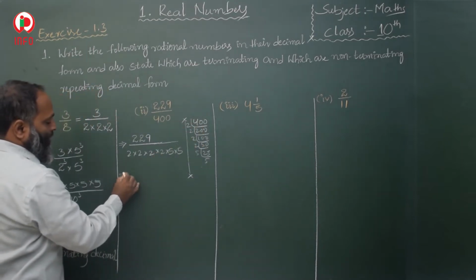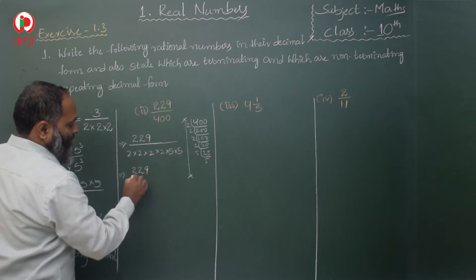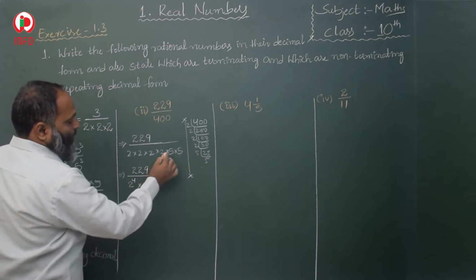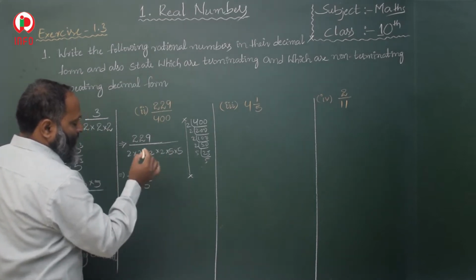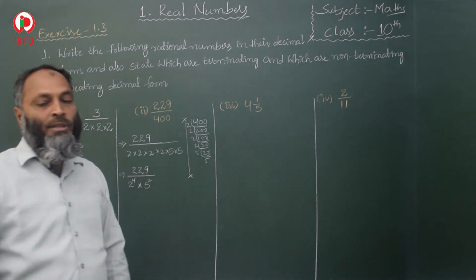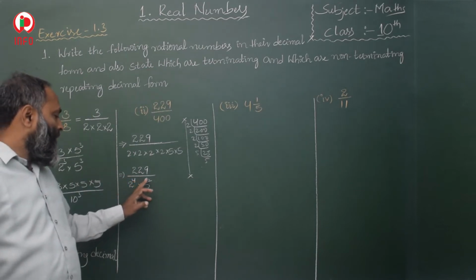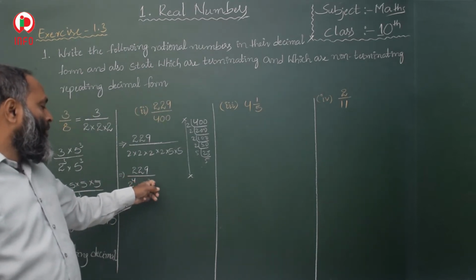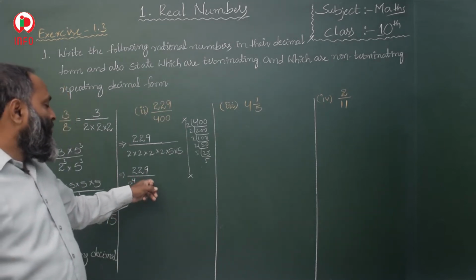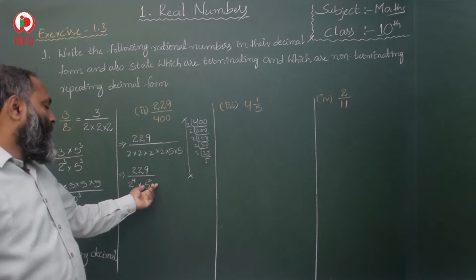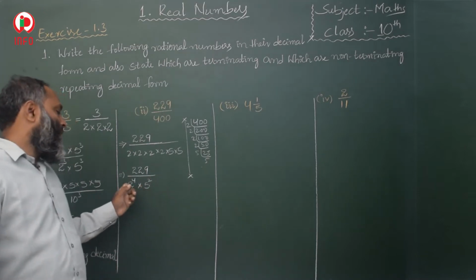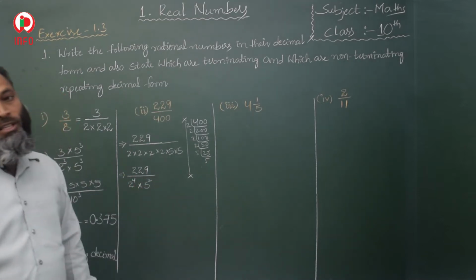Now after that, 229 by 2 power 4 into 5 power 2. Here in the denominator we have four 2s and two 5s. So to equate these powers, we need two more 5s. If you take two more 5s, then you will get four 5s and four 2s in the denominator.